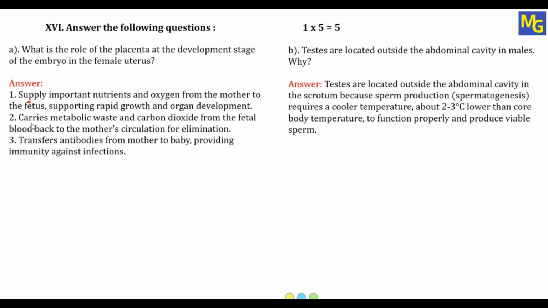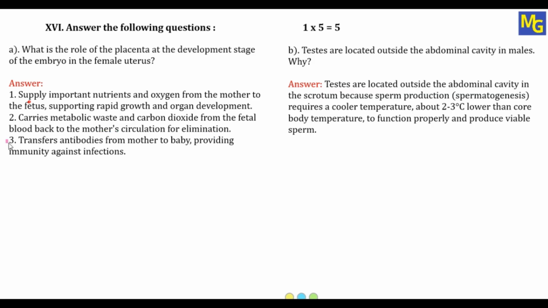And it even carries metabolic waste and carbon dioxide from the fetal blood back to the mother's circulation for elimination. So once the fetus takes nutrients and oxygen, after consuming all those, it will produce some metabolic waste also, and that waste will be sent back to the mother's blood, and through the mother's blood it will be circulated and carried to the kidney in the mother, where it will be filtered and eliminated.